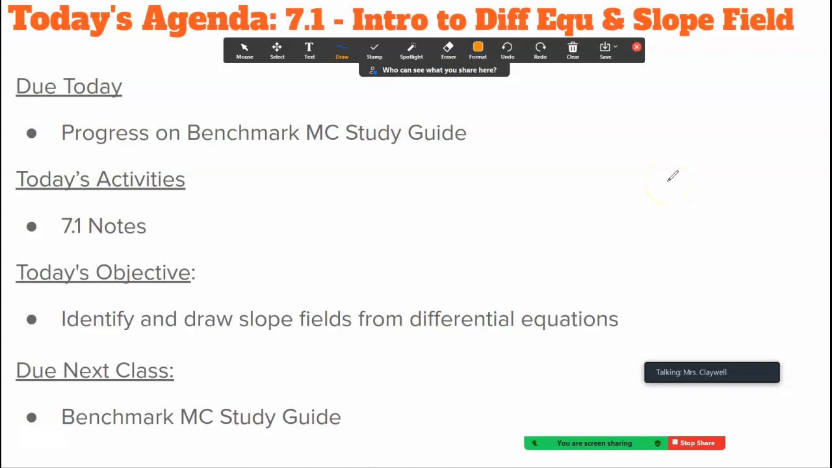Due today, you will be making progress on the multiple choice portion of the benchmark study guide. During class, you guys will do 7.1 notes, which is drawing slope fields and differential equations. And then due Monday, when I see you guys, is the multiple choice portion of the study guide complete. So we're going to jump into 7.1 today.